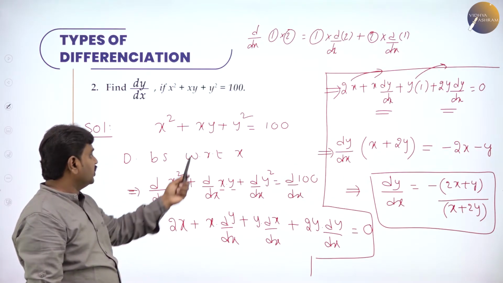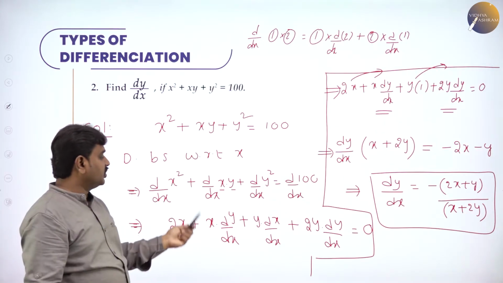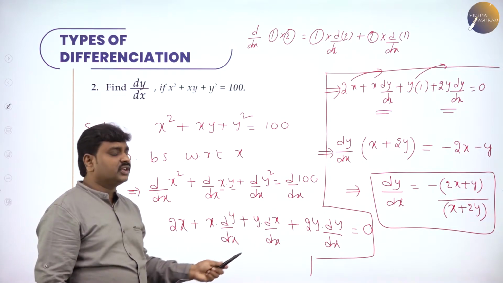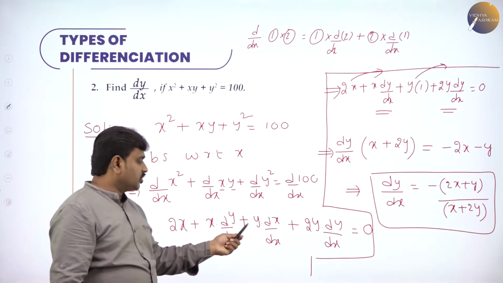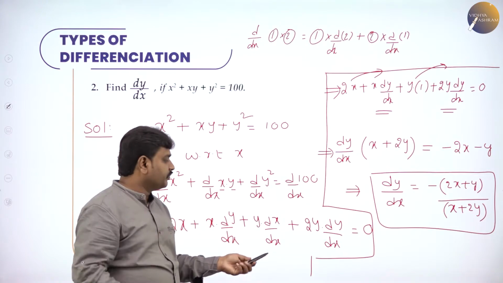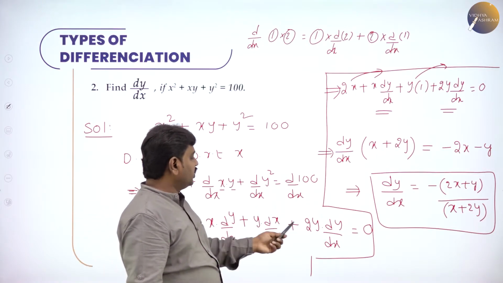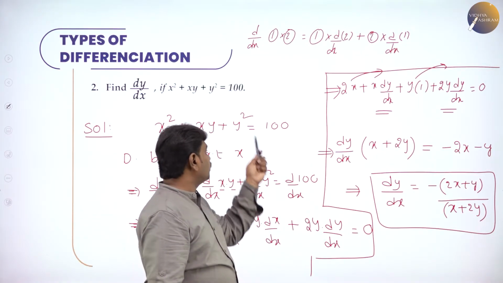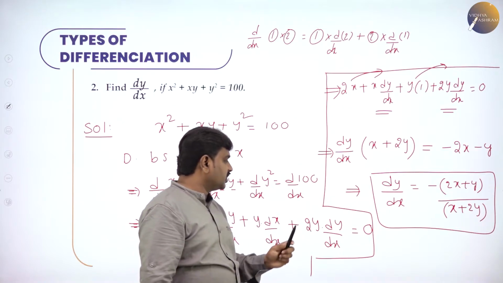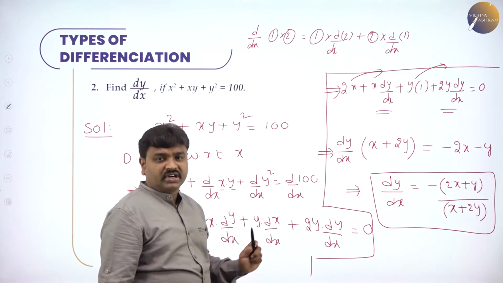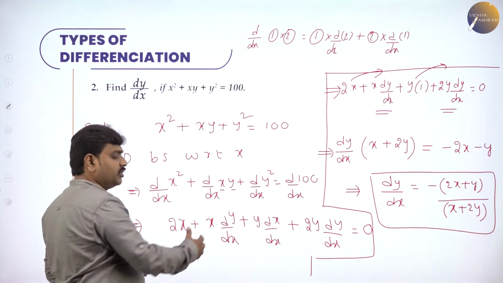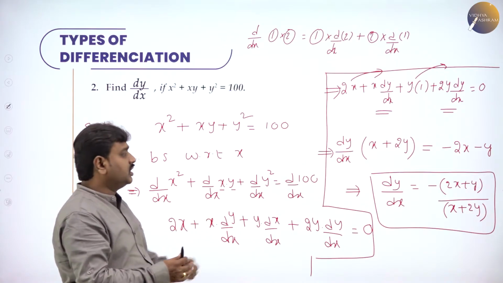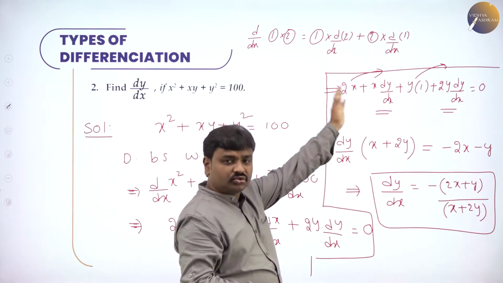Derivative of x square is 2x. Derivative of xy, you should use the product rule. X into dy by dx plus y into dy by dx of x. So x into dy by dx plus y into dy by dx of x becomes 1. And this is y square. Derivative of y square is 2y into dy by dx of the internal function called y, because we are differentiating with respect to what? X. And derivative of 100 is 0. There are two terms with dy by dx. Take dy by dx common and transfer non-dy by dx terms to the other side.